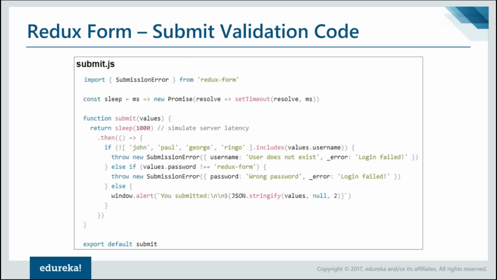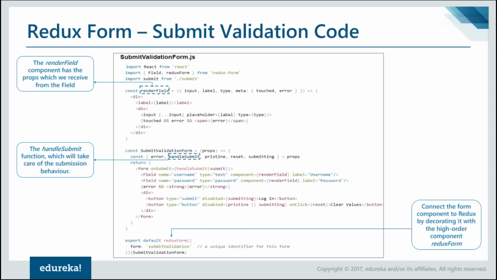What we are doing over here is we have created a function submit, just taking the input parameter as values. So it is saying that if the user is not John, Paul, George, or Ringo, the user will get a message that the user does not exist or the login failed. Else, the login will be successful, provided the password is, let's say, Redux form. If the password is something else, again the login will fail. It will show us the message wrong password, and this is how it is getting handled.